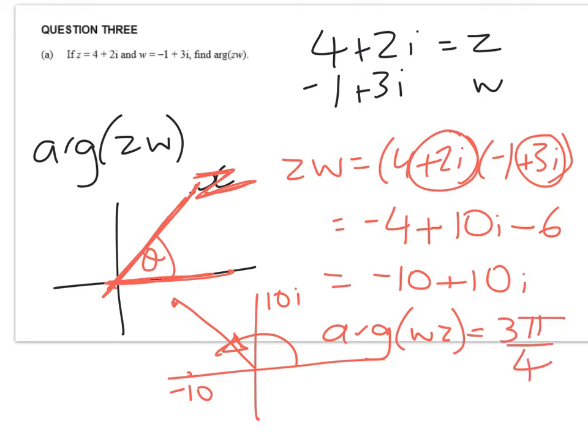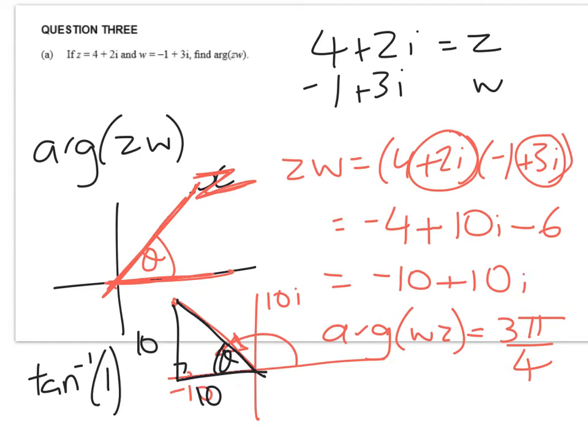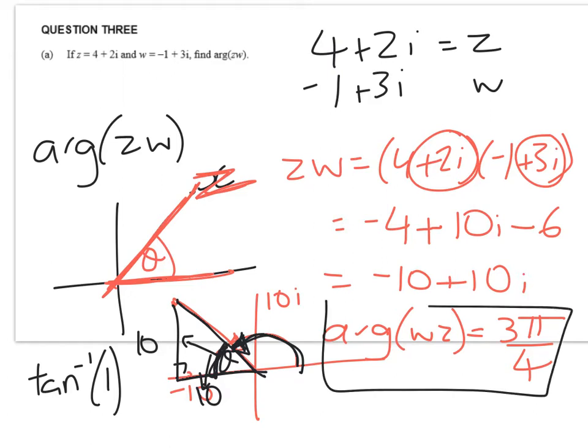Right, if you wanted to figure that out with a bit of trig, you could draw your right angle triangle in there. You've got 10 here and 10 here, right angle there. Work out what theta is. It's going to be tan inverse of 1. Right, opposite over adjacent. But we don't want that angle, we want its supplement, right, which is that angle around there. So arg of WZ is equal to 3 pi on 4.